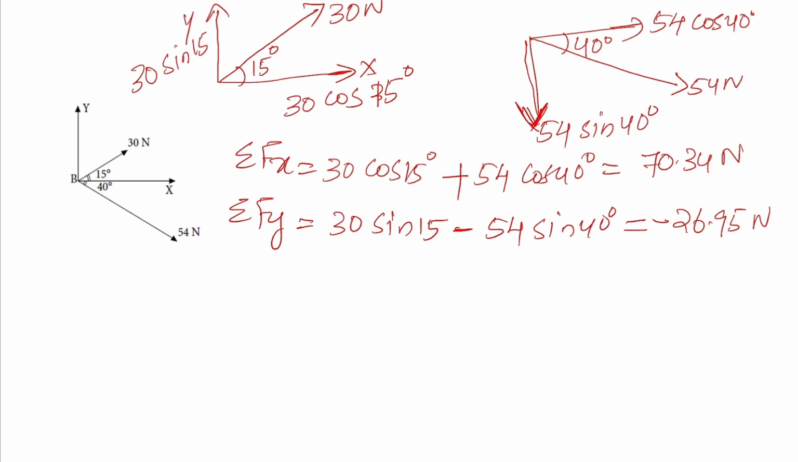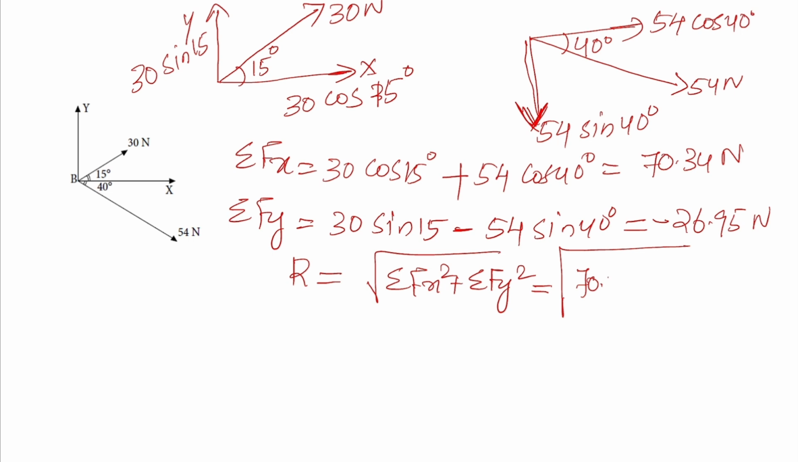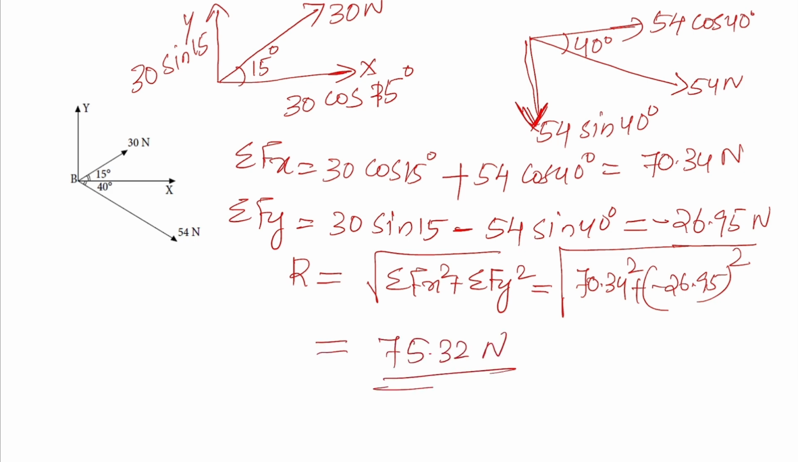Now we need to find the resultant. R is equal to the root of sigma Fx squared plus sigma Fy squared, which is equal to the root of 70.34 squared plus minus 26.95 whole squared, which is equal to 75.32 Newton. So the resultant of 30 Newton and 54 Newton is 75.32 Newton. So we got the resultant.